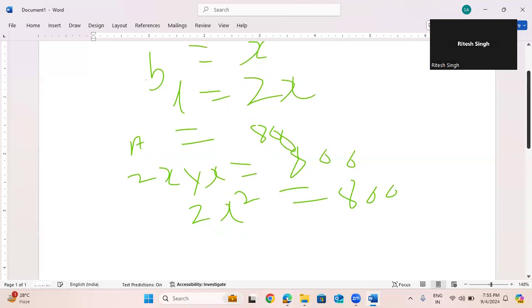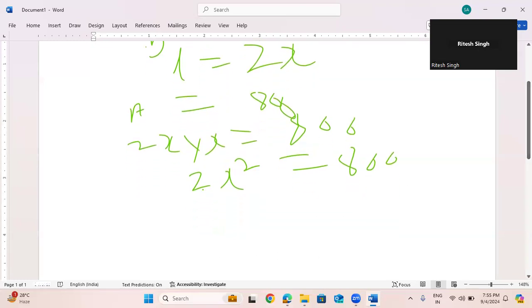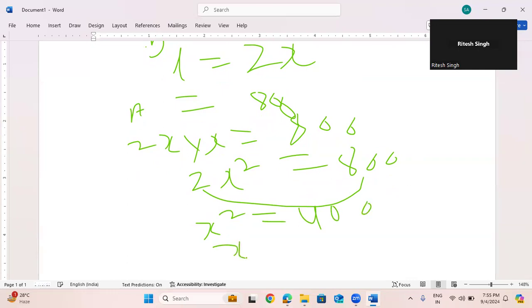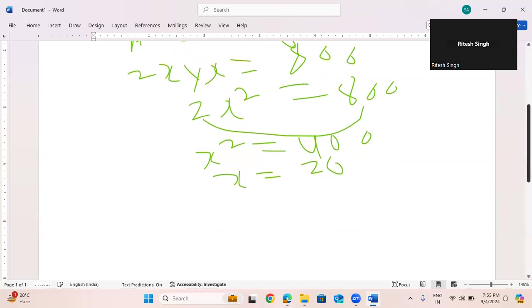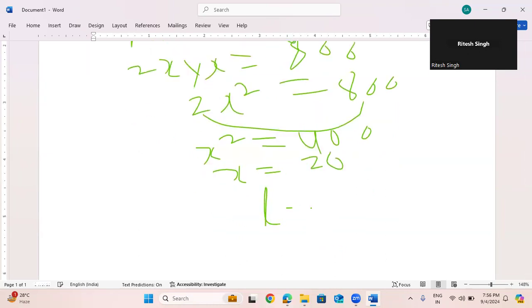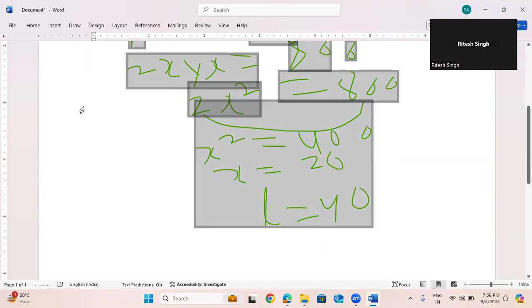We need not use the formula minus b and this and that. Simply 2 will come in divide here. X square will be equal to 400, and x is equal to what? A square root of 400. The square root of 400 is what? 20. So breadth is 20 and length is double, 20 to 40. Right? So this we have solved easily.